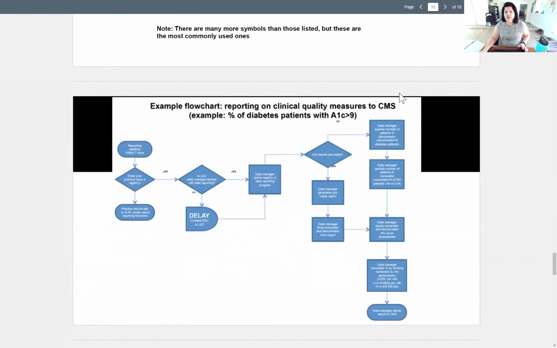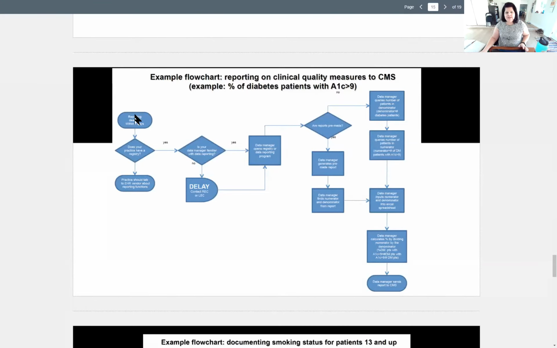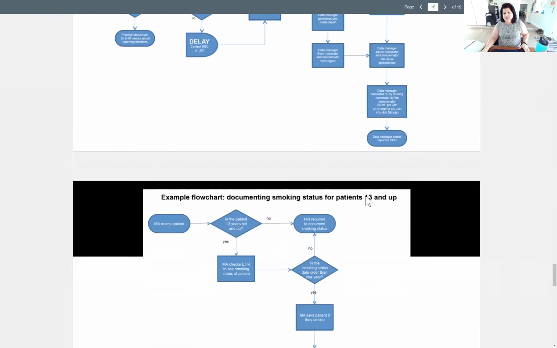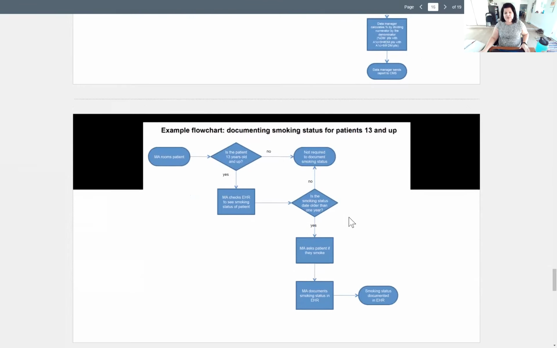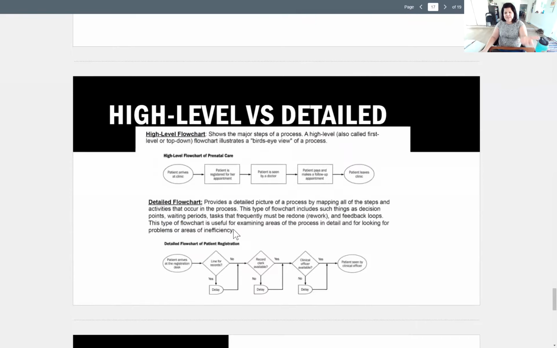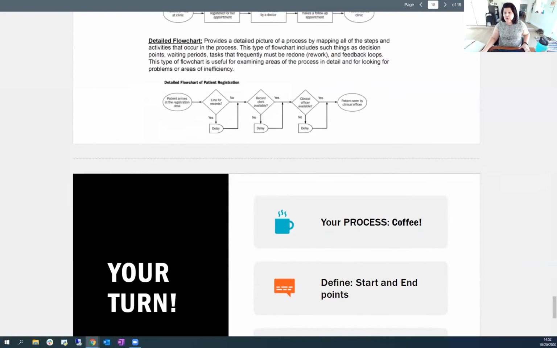So here's an example of reporting on clinical quality measures to CMS. If you see, does your practice have a registry? Yes. If not, then you can just follow the map through. Here's another one, documenting smoking status for patients 13 and up. Wow, okay. Here's another example of high level versus detail. And now it's your turn.